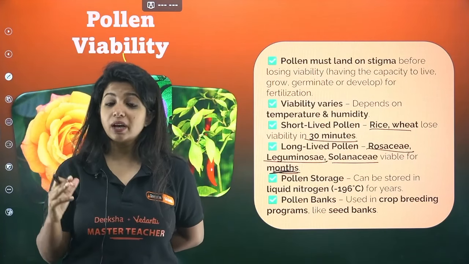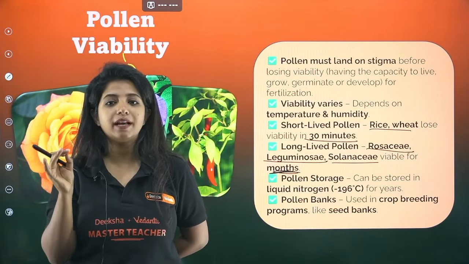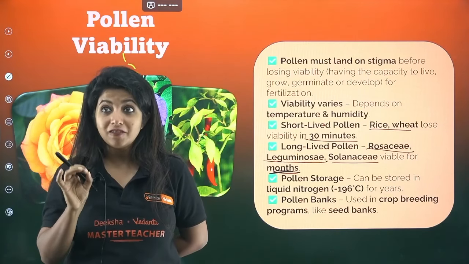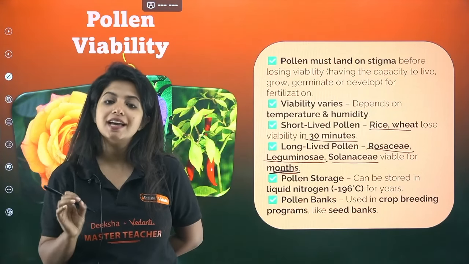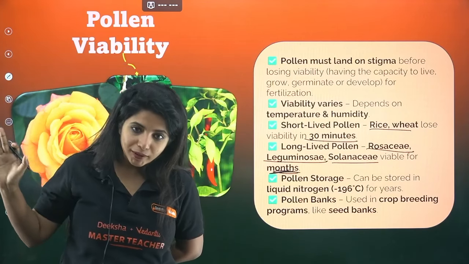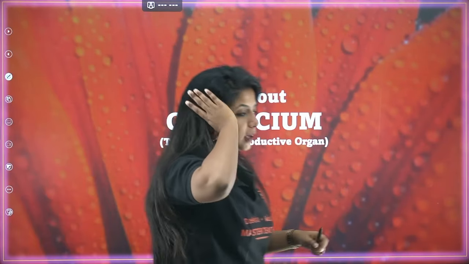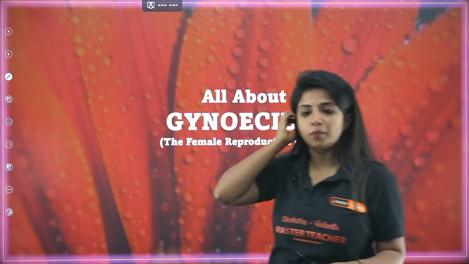Some of them can be viable for months: Rosaceae, Leguminosae as well as Solanaceae. And pollens can be stored at minus 196 degrees Celsius in liquid nitrogen. Cool? Yes. Fine. Now we go ahead with the next concept, that is what is all about gynoecium.